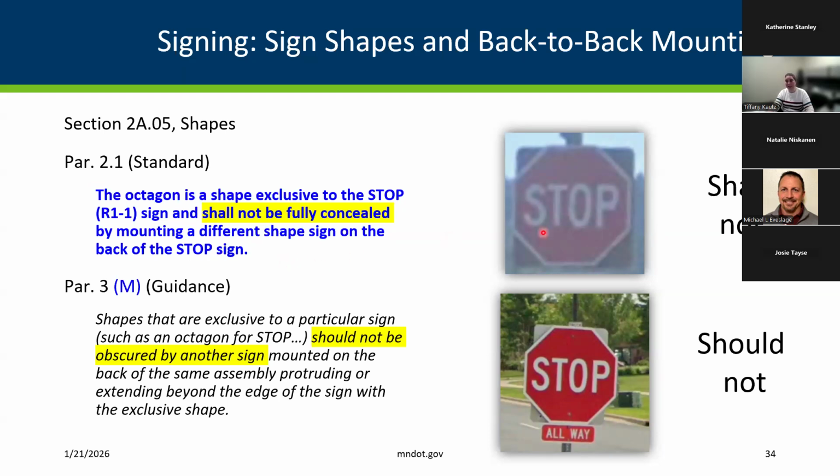Oftentimes what we will see is the octagon stop sign mounted back to back with a do not enter, which is a square sign. And then that silhouette of the stop sign is completely obscured and completely concealed. And the group decided that should be a shall not, a standard condition. Now, if the stop sign silhouette is only going to be partially obscured by another sign, say, for example, you mounted keep right on the back of the stop sign, you could still partially make out the stop sign silhouette. That would be a should not condition.